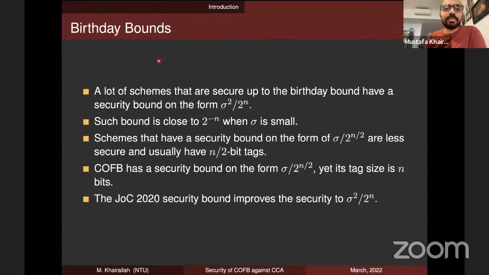So COFB has a birthday bound, but usually schemes that have a birthday bound have a quadratic bound like this, where when the amount of data encrypted is small, it has almost n-bit security, but as the data increases, it reaches the birthday bound. Schemes that have a linear bound like this, sigma over 2 to the n over 2, usually have a small tag. COFB has a linear bound like this, but it has an n-bit tag. And there was an attempt in the Journal of Cryptology by the designers to improve this bound to a quadratic bound. So this led to two questions.